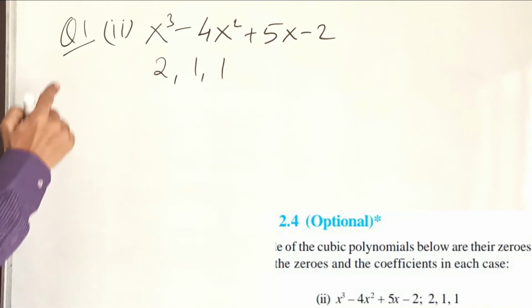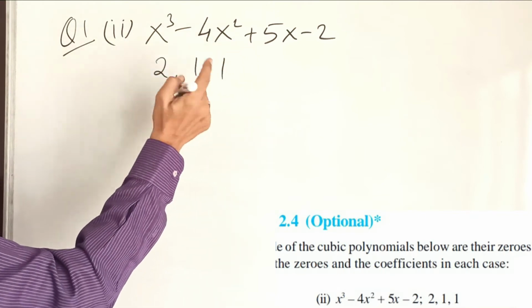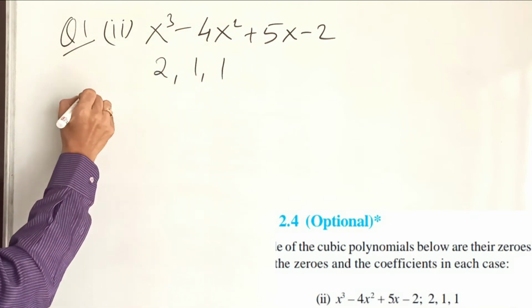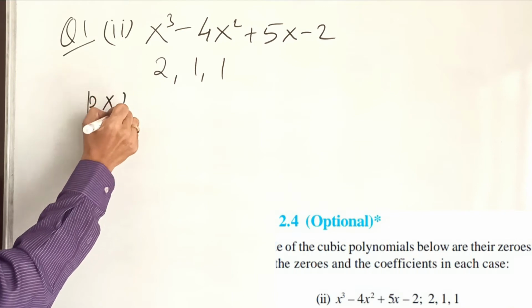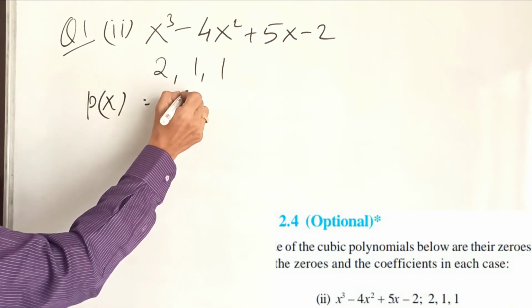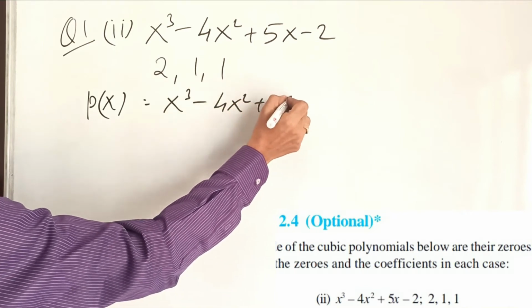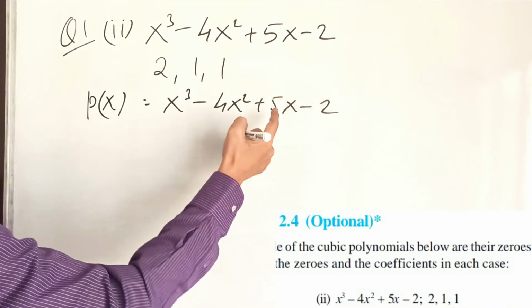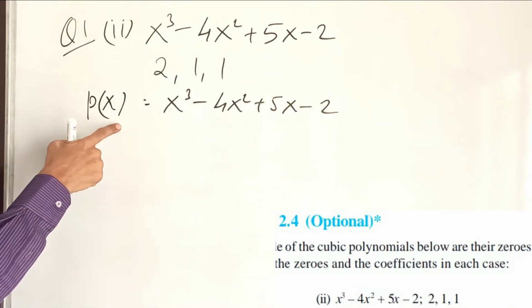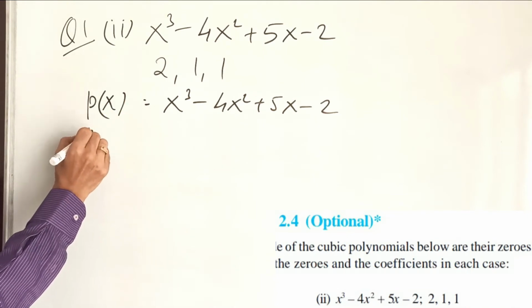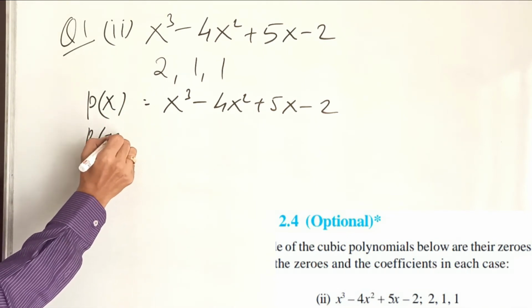Now come to the second part, student. This is a polynomial, these are zeros. So let us check first these are zeros or not. So let us assume this given polynomial, p of x is equal to x cube minus 4x square plus 5x minus 2. We assumed that this is denoted by p of x. So let us check p of 2, first zero.